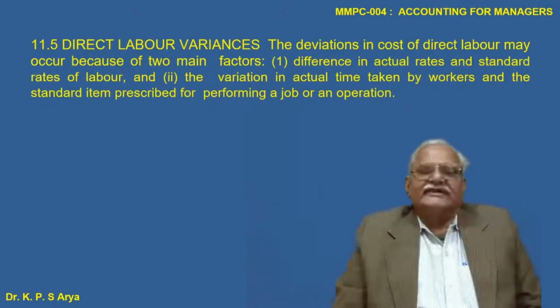Direct labor variance: the deviation in cost of direct labor may occur because of two main factors: difference in actual rates and standard rate of the labor, and variation in actual time taken by workers and the standard time prescribed for performing a job or an operation.